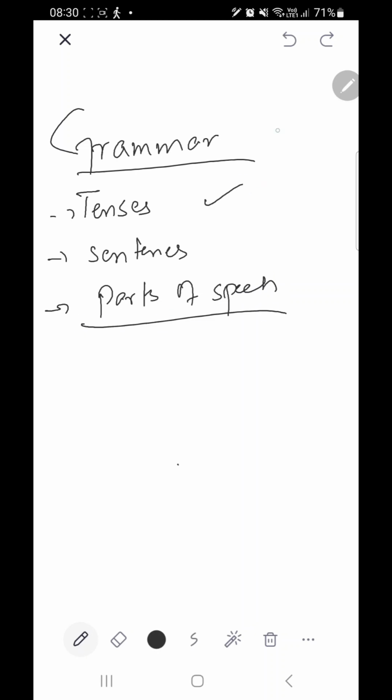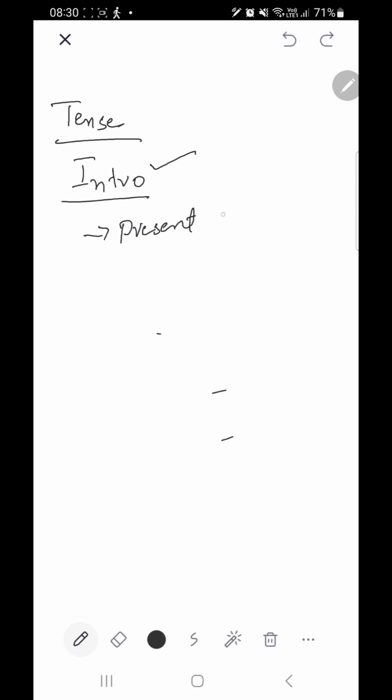Let's start with tenses. Apart from where to use which thing, what tense should we use on a very basic level in the introduction? Mostly we can use the present simple tense. The most widely used tense is present simple tense. For example, I can write it down.